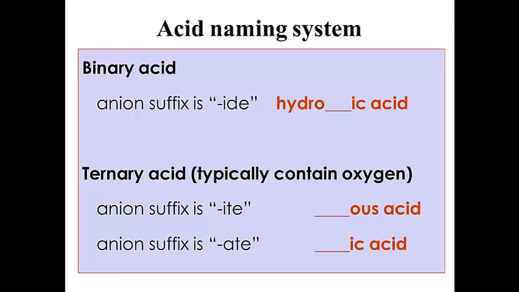The naming system is listed here, and it's based on the suffix of the anion. So here it says anion suffix for each of these. So you need to pay attention and copy this down to what the suffix is. If it's IDE, this is the system. ITE, this is the name. ATE, this is the name. We'll do some examples.